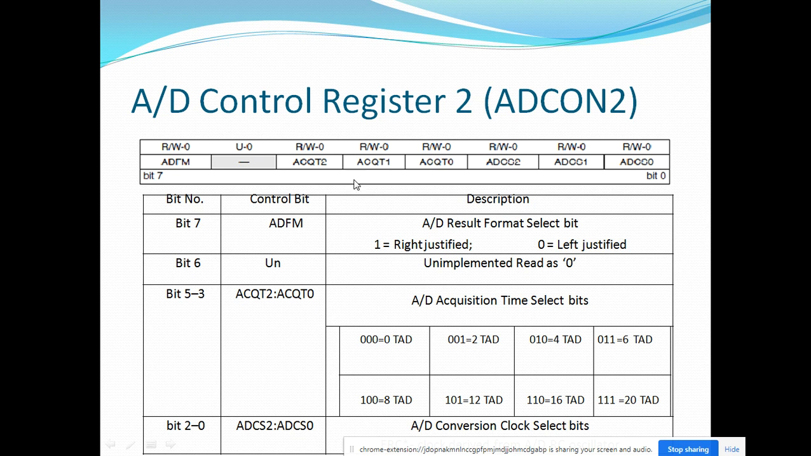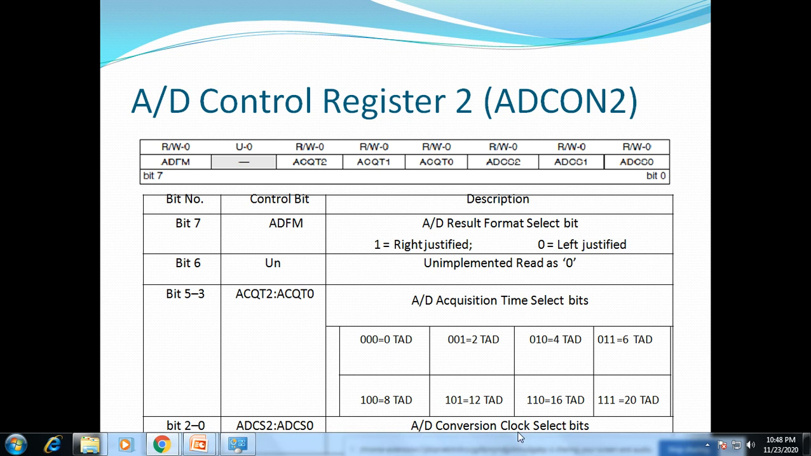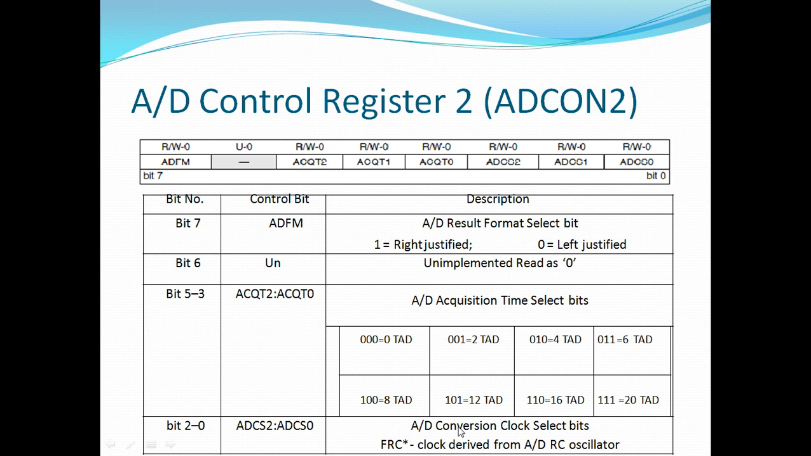You can see here the acquisition time select bits, ACQT0, 1, 2. These three bits are given for acquisition time selection. If I write 0, 0, 0 to these three bits, it selects zero acquisition time, and if I write 1, 1, 1, then 20 times the acquisition time is selected. We can use these ADC acquisition time select bits, and we will discuss them again.